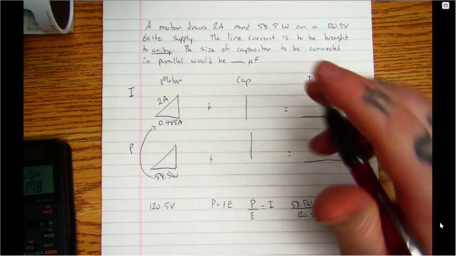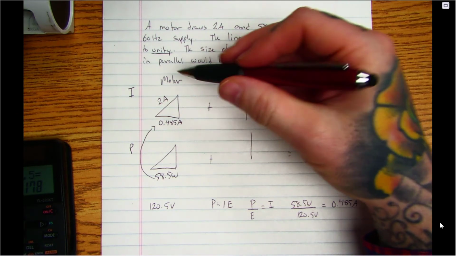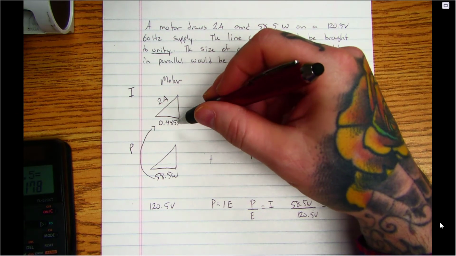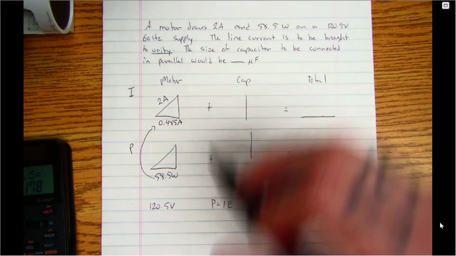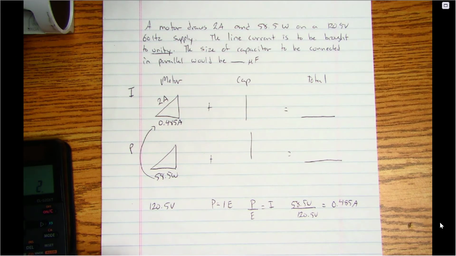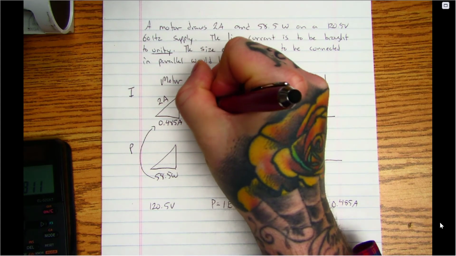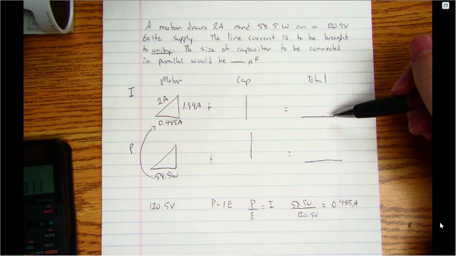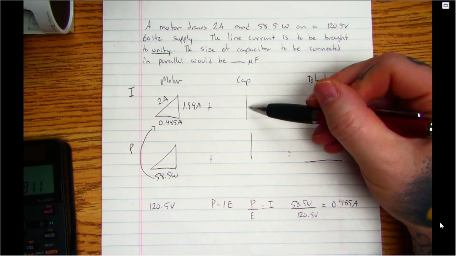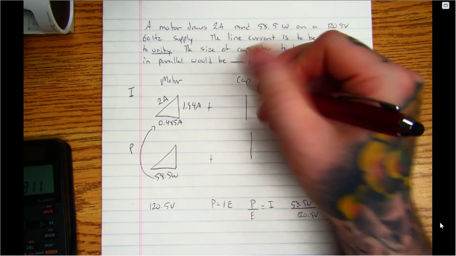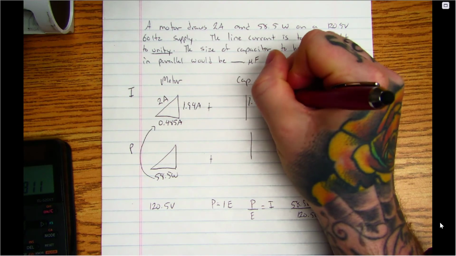Then I'm going to take this current here, and I can find my reactive portion. So I'll go 2 squared minus 0.485 squared, and then take the square root of that, and I get 1.94 amps here. So if I want to bring this to unity now, I basically just know that this capacitor also has to be 1.94 amps.